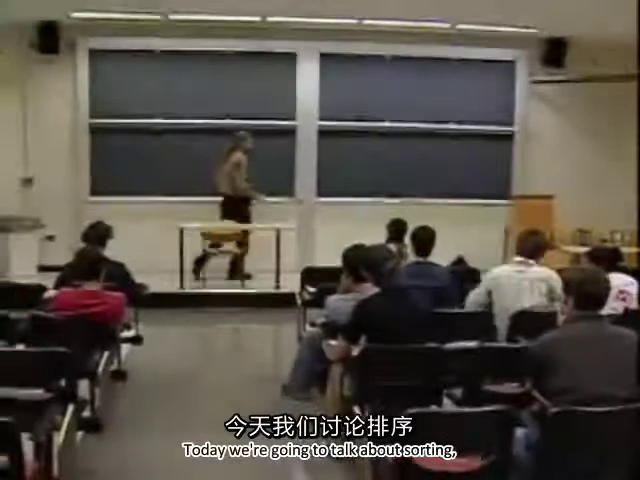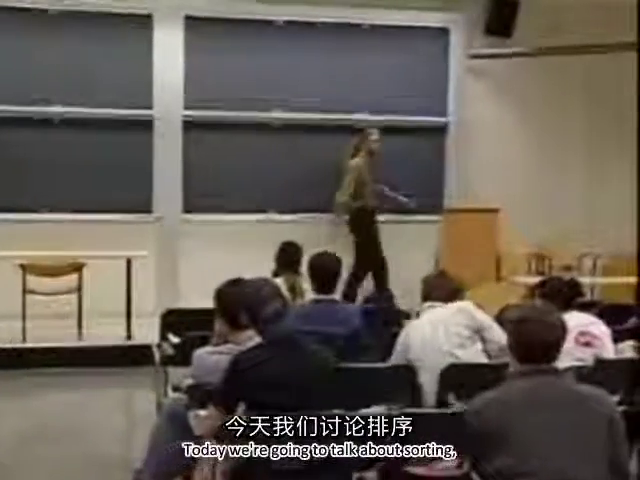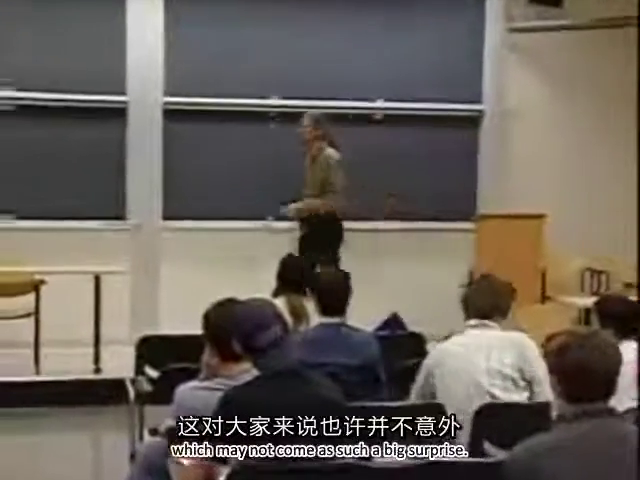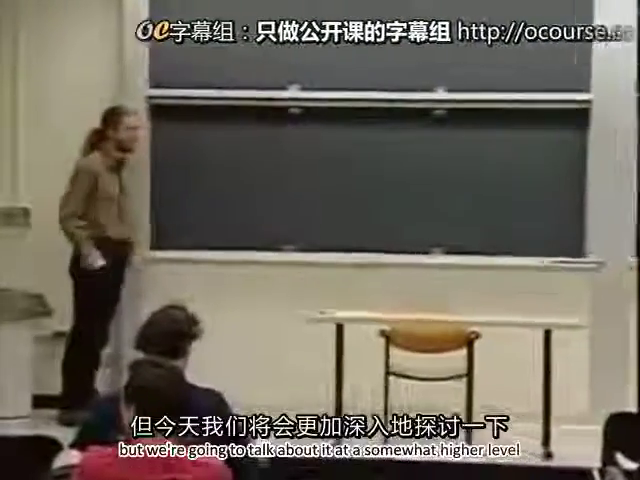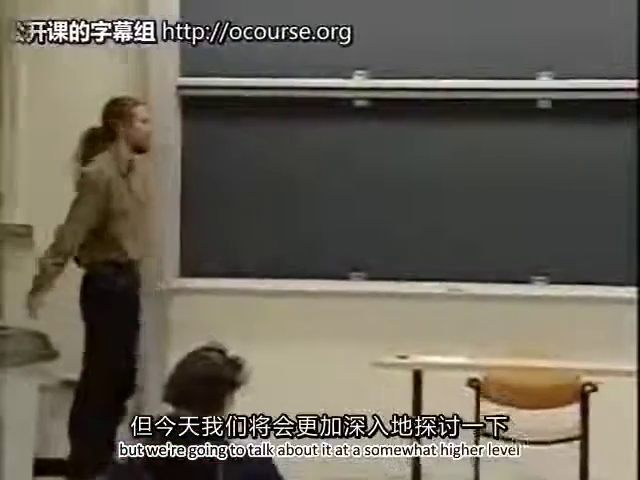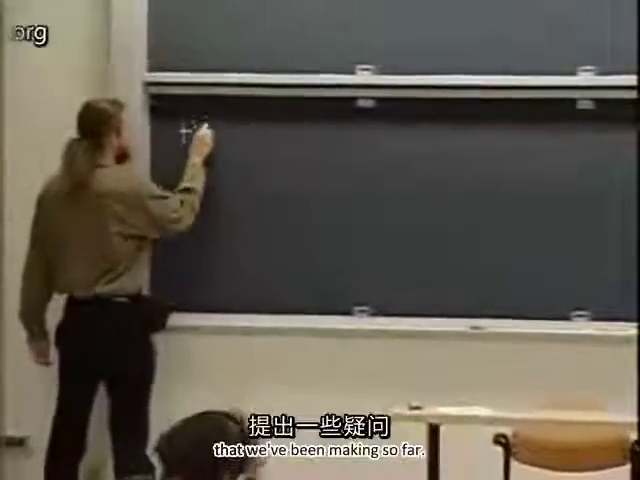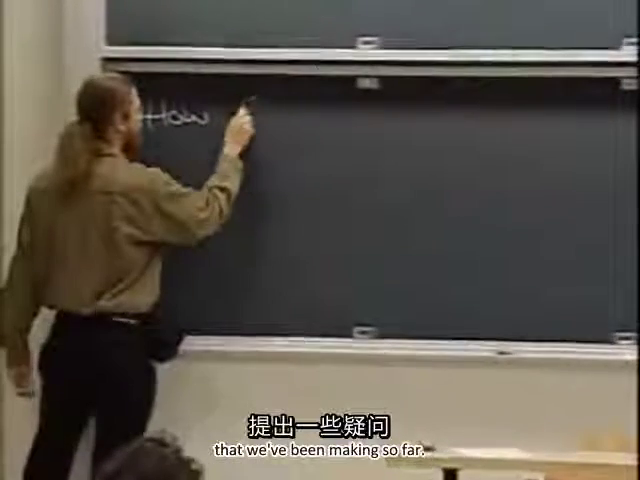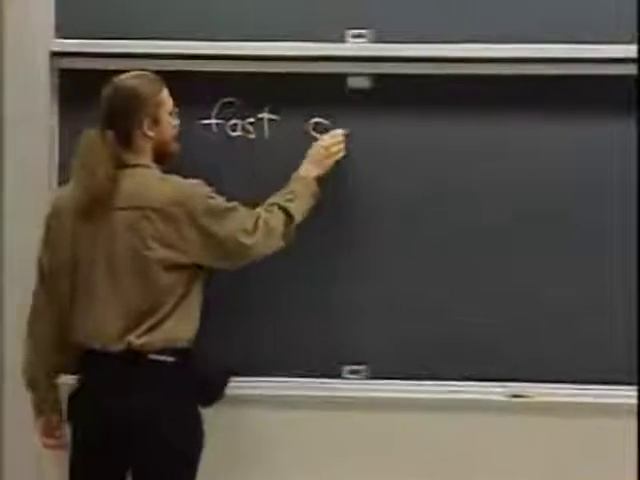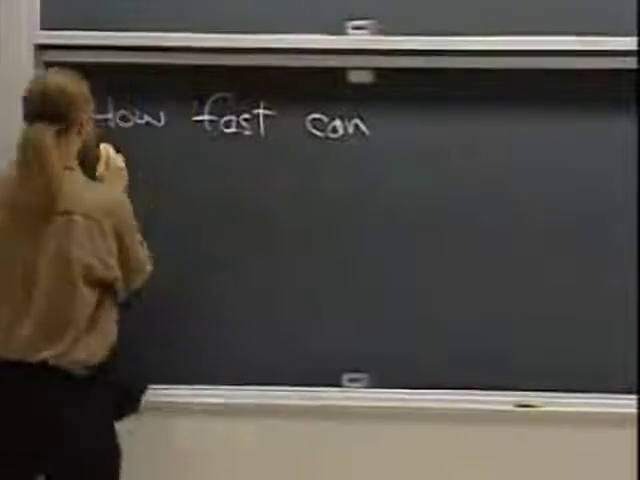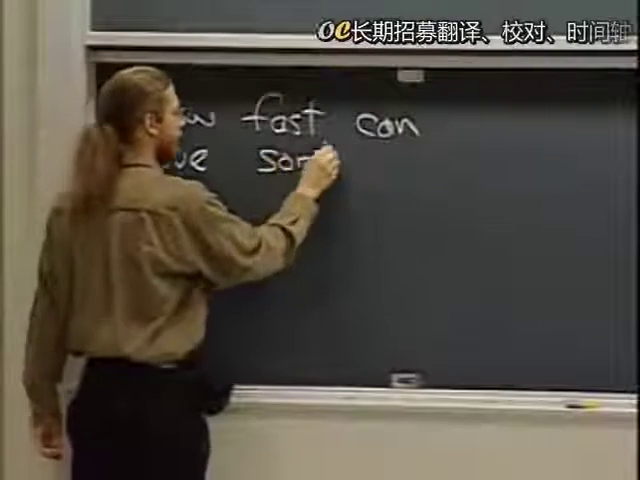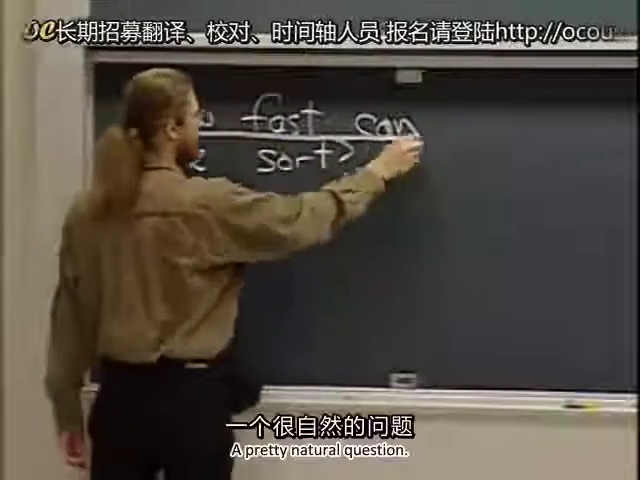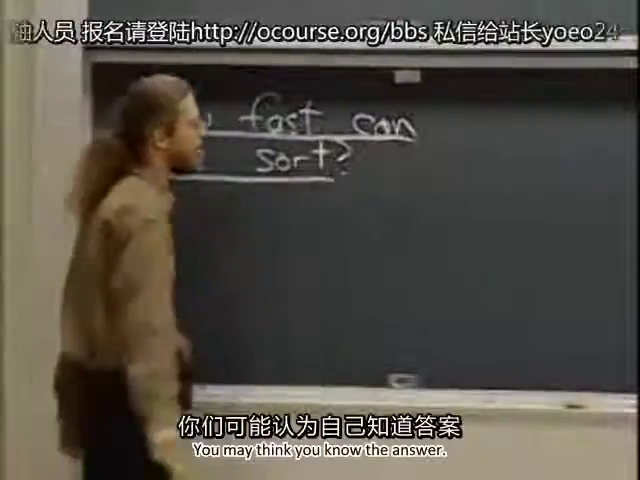Today we're going to talk about sorting, which may not come as such a big surprise. We've talked about sorting for a while, but we're going to talk about it at a somewhat higher level and question some of the assumptions that we've been making so far. And we're going to ask the question, how fast can we sort? Pretty natural question. You may think you know the answer.